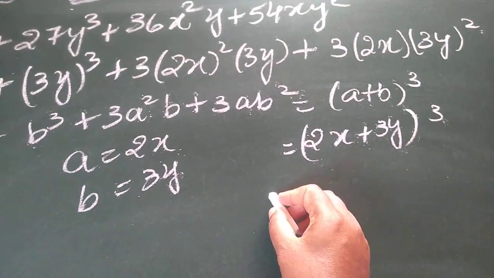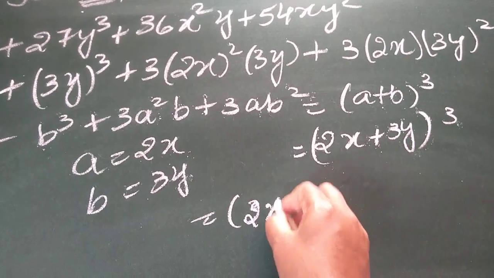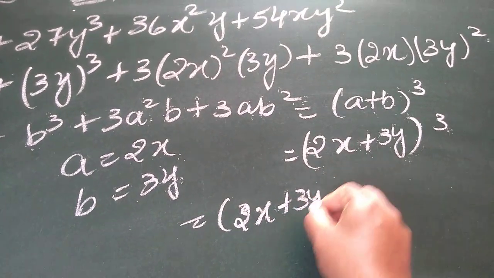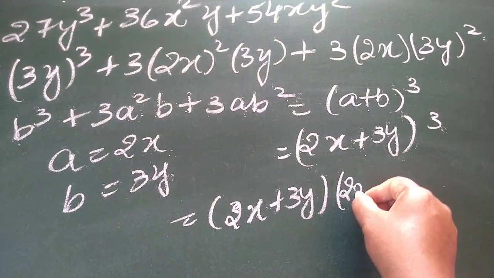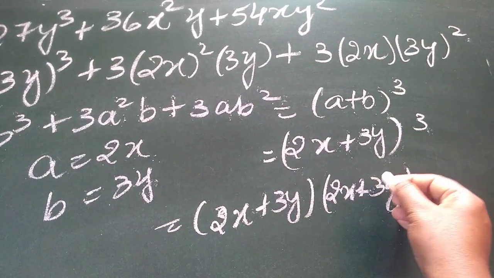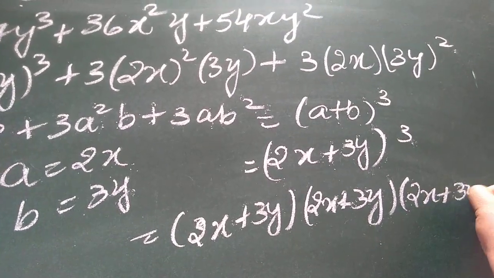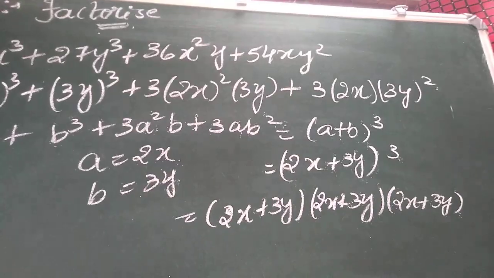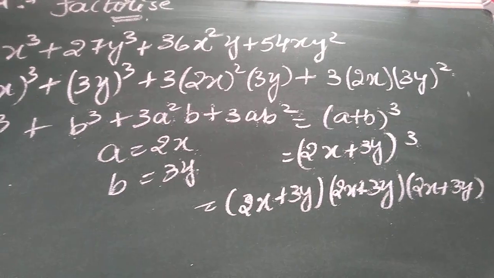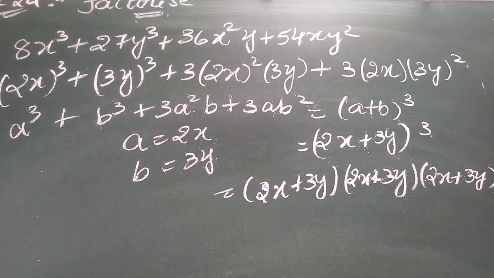Now cube is there, no, children? So we should write 3 times 2x plus 3y into 2x plus 3y. Don't get confused here, all the 3 times also you should take plus sign only. Okay, children, this is the solution for your given question. Kindly take the screenshot and copy in your notes.